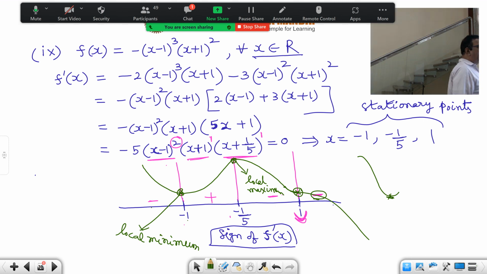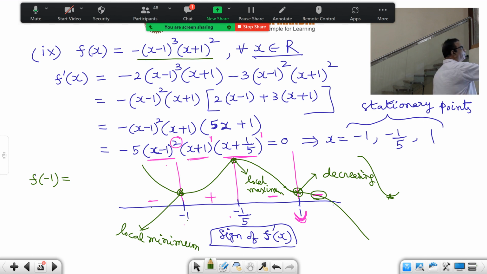The function is actually increasing or decreasing, tell me? Decreasing. Decreasing here actually. Because before 1 the derivative is negative, after 1 also the derivative is negative, which means the function is actually decreasing there. So there is no local extrema there. What is the local minimum value? F of minus 1. That is clearly 0. If you put minus 1 here, it is 0.